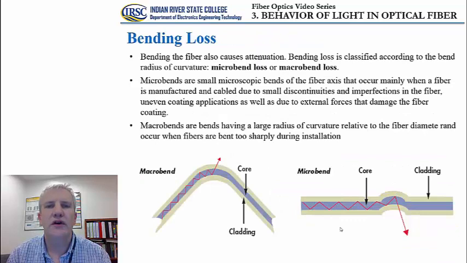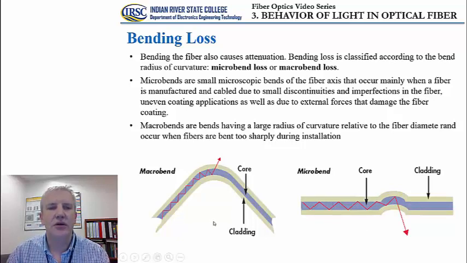Another cause of attenuation in optical fibers are so-called bending losses. If we start bending the fiber, a certain amount of light is going to get out of the fiber core. Bending loss is classified according to the bend radius of curvature. We may have so-called microbends that are shown here on the right side, and so-called macrobends that are shown on the left side.